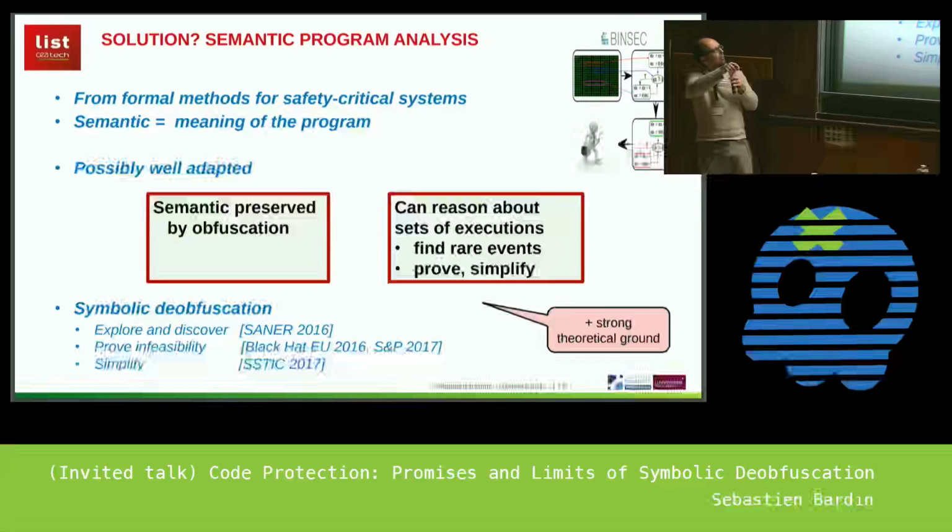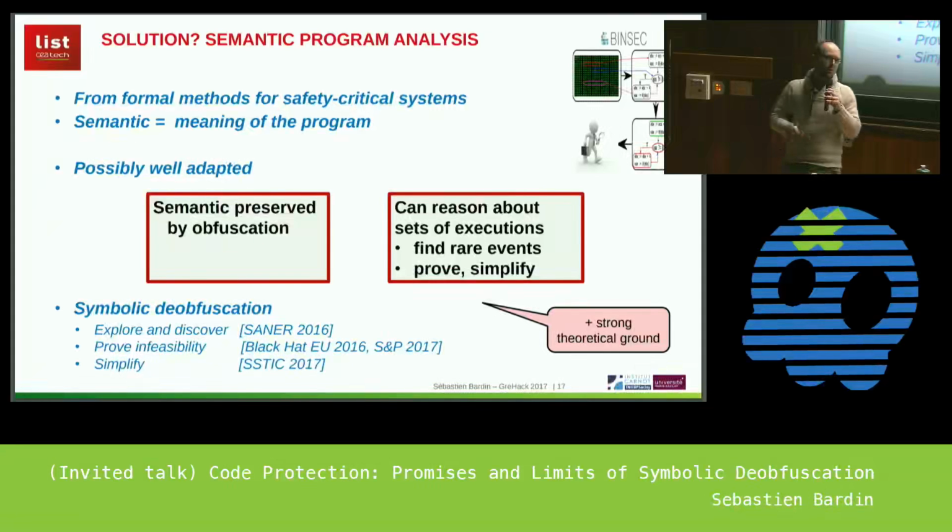But obviously, it's not so easy because it has not been designed for binary level analysis. It has not been designed for obfuscated code and so on. So I don't claim it is magic. I just claim maybe these are good properties which could be useful. Also, these techniques come with a strong theoretical ground and mathematical guarantees, so it's interesting as well. So in the rest, I will try to see how these techniques can be adapted to these three goals.